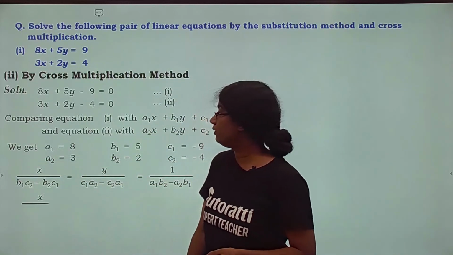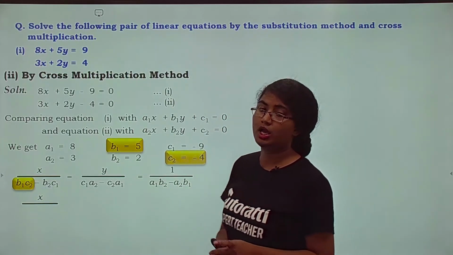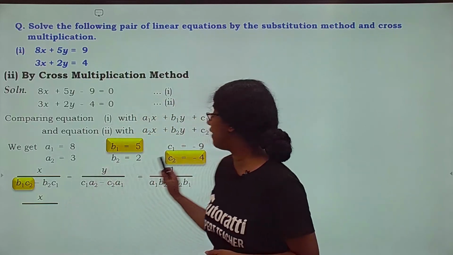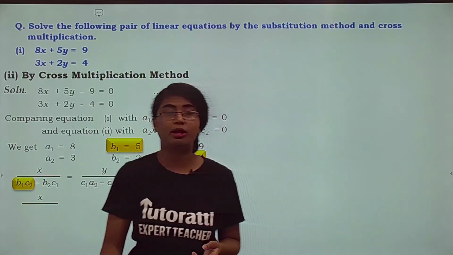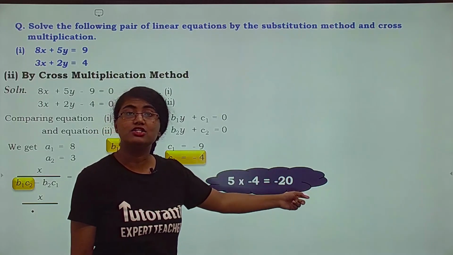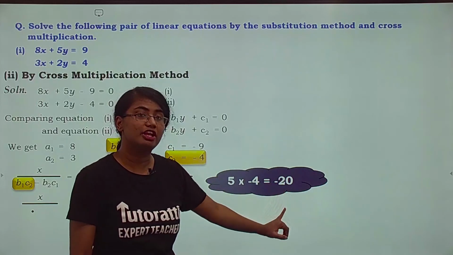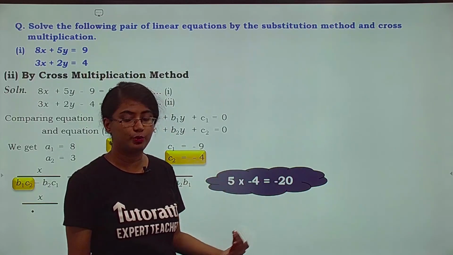So x upon b1 into c2. Where are b1 and c2? Find out those two values. They are here. Let's try to multiply them. 5 into minus 4 is how much? Minus 20. Excellent. You do not leave the signs. Okay? The signs are very important as you solve this type of equations.